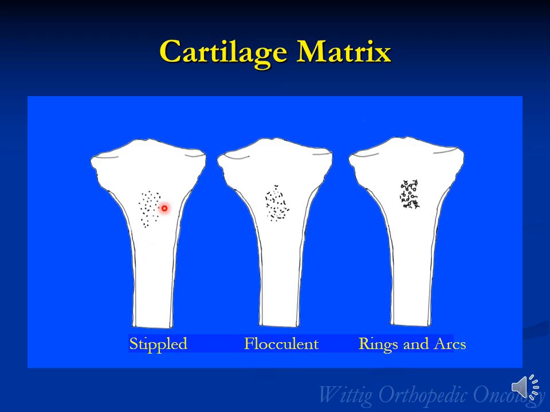Here's your cartilage, or visible cartilage matrix. This is what stippled looks like. This is what flocculent looks like, a little bit more amorphous, with a little bit larger areas of calcification. And this is rings and arcs. Often there's a blend of all three of these in a tumor.